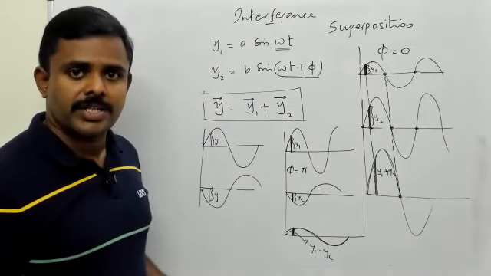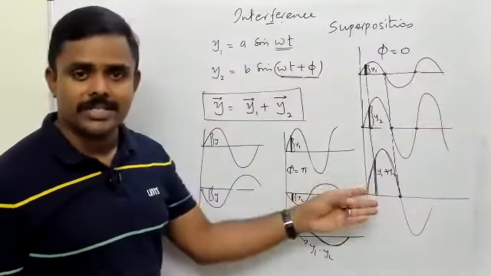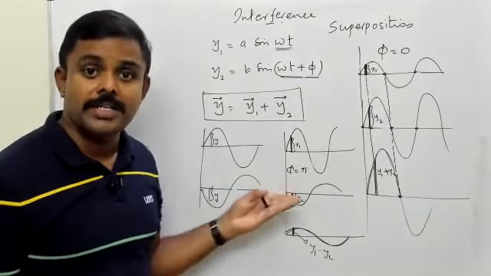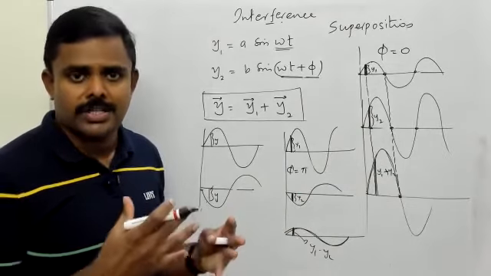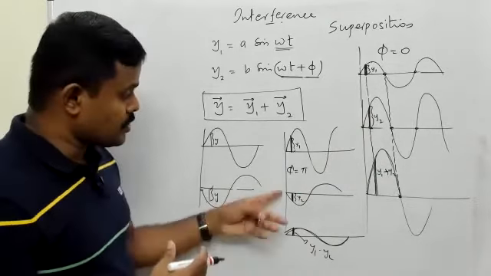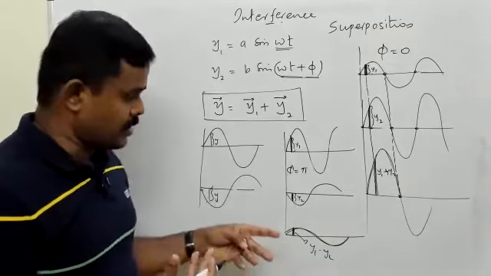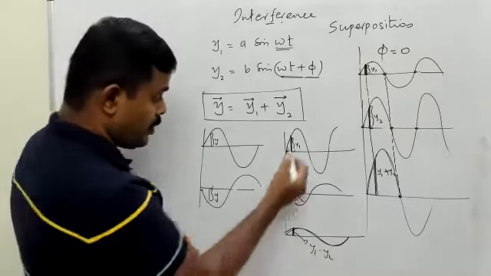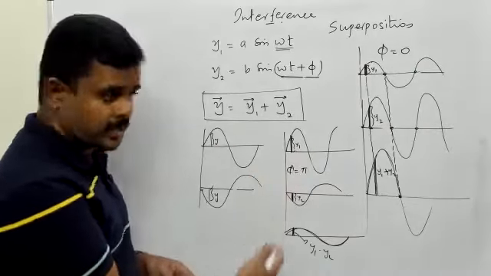In that case, there will be destruction. That is called constructive superposition. This is called destructive superposition. Construction, no? All right. And this is destruction. Here, we're not destroying energy. This is actually destruction of amplitude. Amplitude is destroyed.